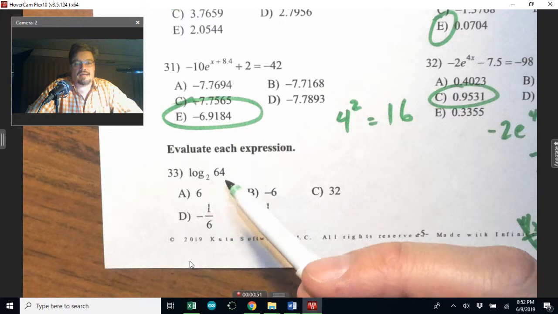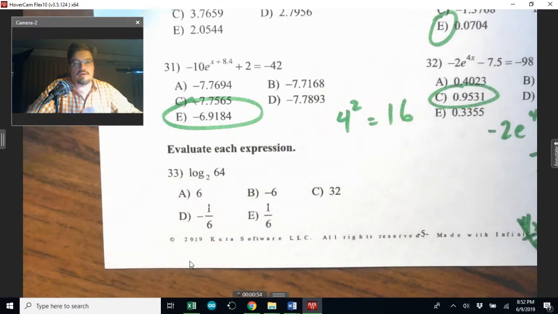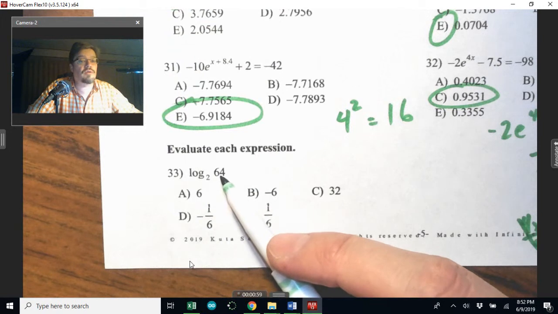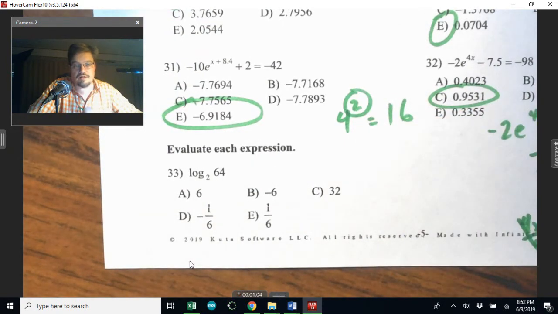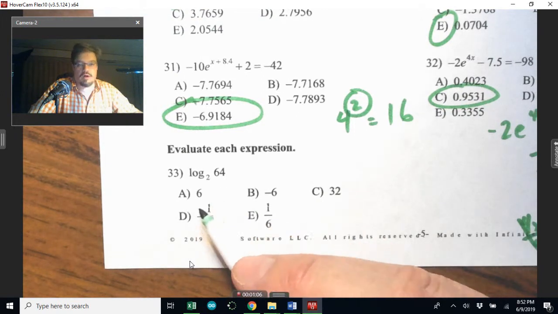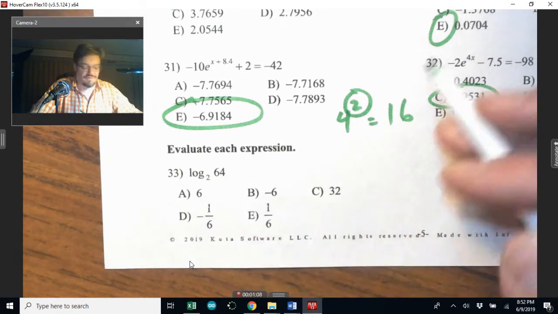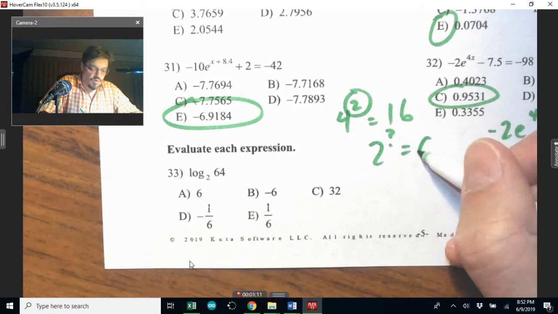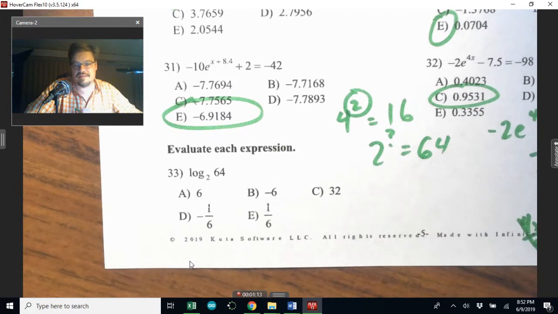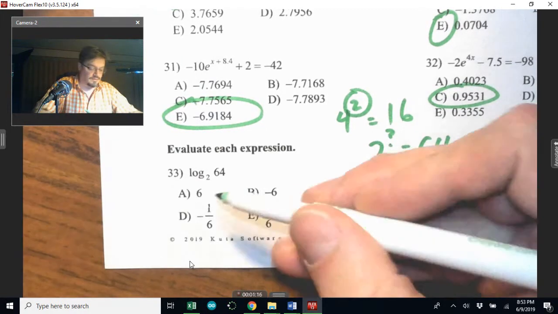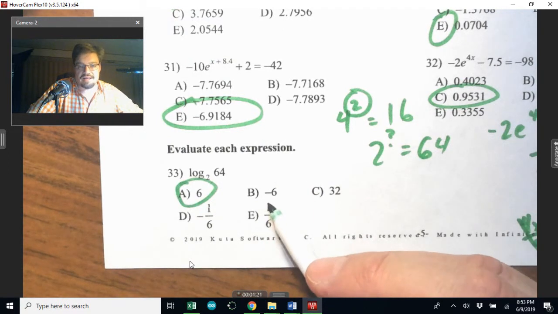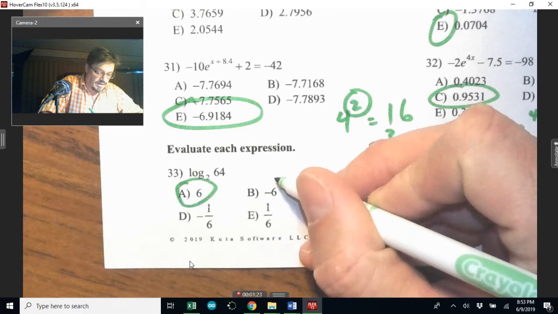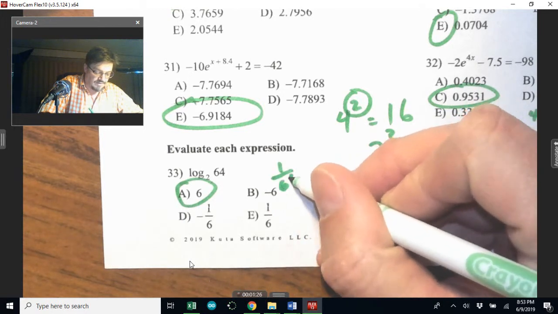So a log in this case is essentially asking the question, what is the exponent that changes a base of 2 into the value of 64? Because a log equals an exponent. So for a base of 2 to become 64, what exponent is going to change 2 into 64? And the answer is a positive 6. Now an exponent of negative 6 would have given me 1 over 64.